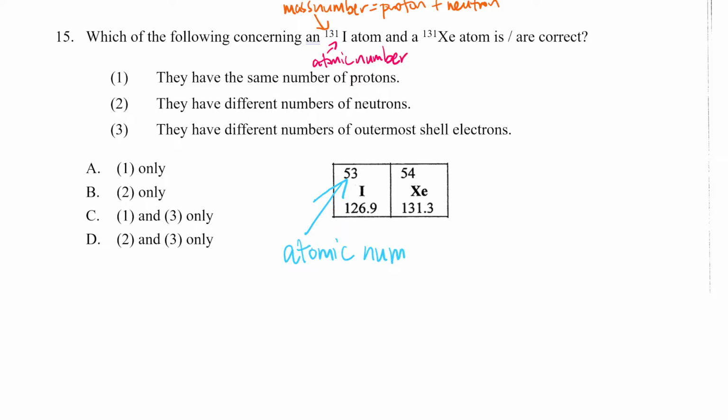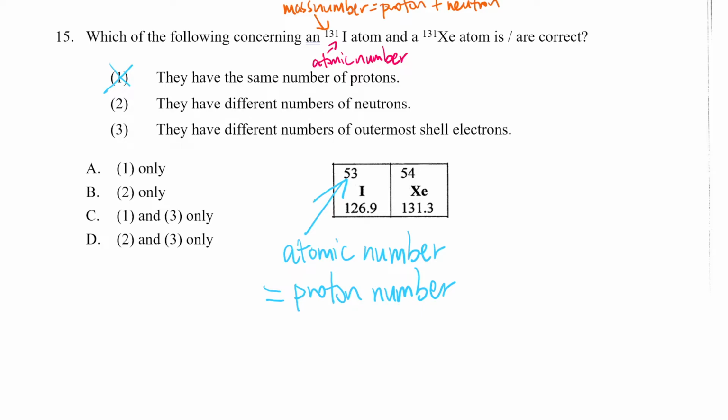And as we know, the atomic number is also the same as the proton number. So here, the proton number of iodine is 53, whereas for xenon is 54. So obviously, option 1 is wrong because they're not having the same number of protons. Option 2, they have different number of neutrons. Is that correct? Yep, that is true.